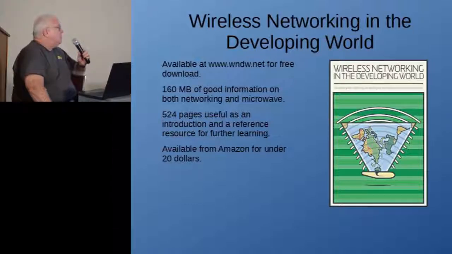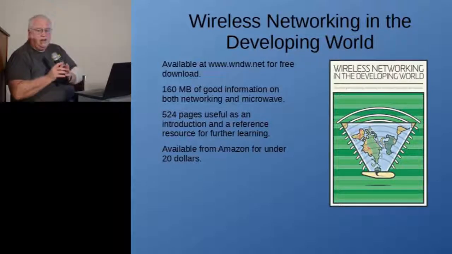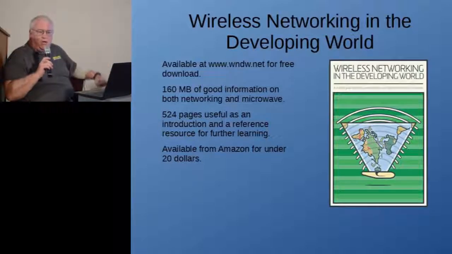Okay, books. This book, Wireless Networking in the Developing World, is available on the internet. It's 160 meg, 524 pages. You can get it from Amazon, and it'll tell you anything you want to know about microwave, mesh networking, anything related to it. It's got everything.